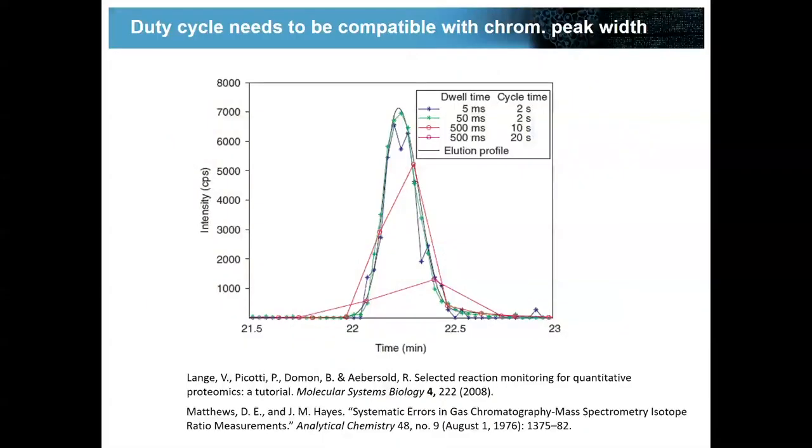One thing to mention at this point is one constraint that we always need to think about, which we don't necessarily need to think about in DDA, but we do need to think about in SRM, which is chromatographic sampling of these peaks. We need to know something in order to do quantification based on extracted ion chromatograms.